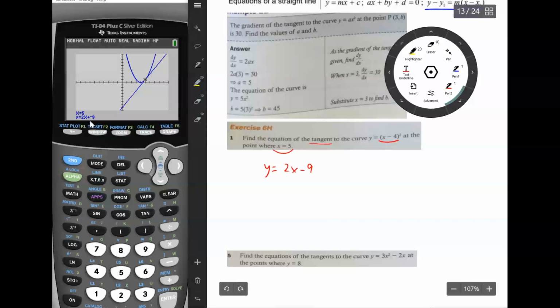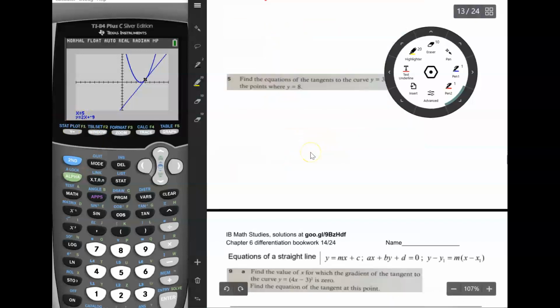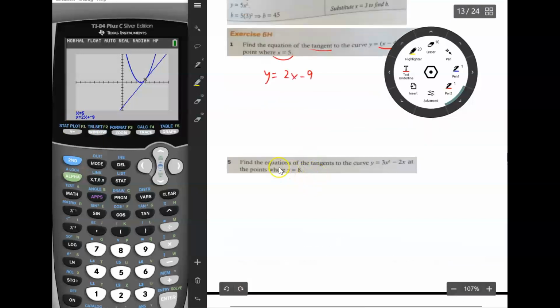That's it. Okay, let's move on to the next one and see how they can make it more difficult. Find the equations of the tangents to the curve, wow, more than one tangent, y equals 3x squared minus 2x at the points where y equals 8. What is difficult about this problem that's not difficult about problem 1? Well, in problem 1, they gave us x, so we could go directly to second draw tangent and type in the x value. Here we don't know the x value.